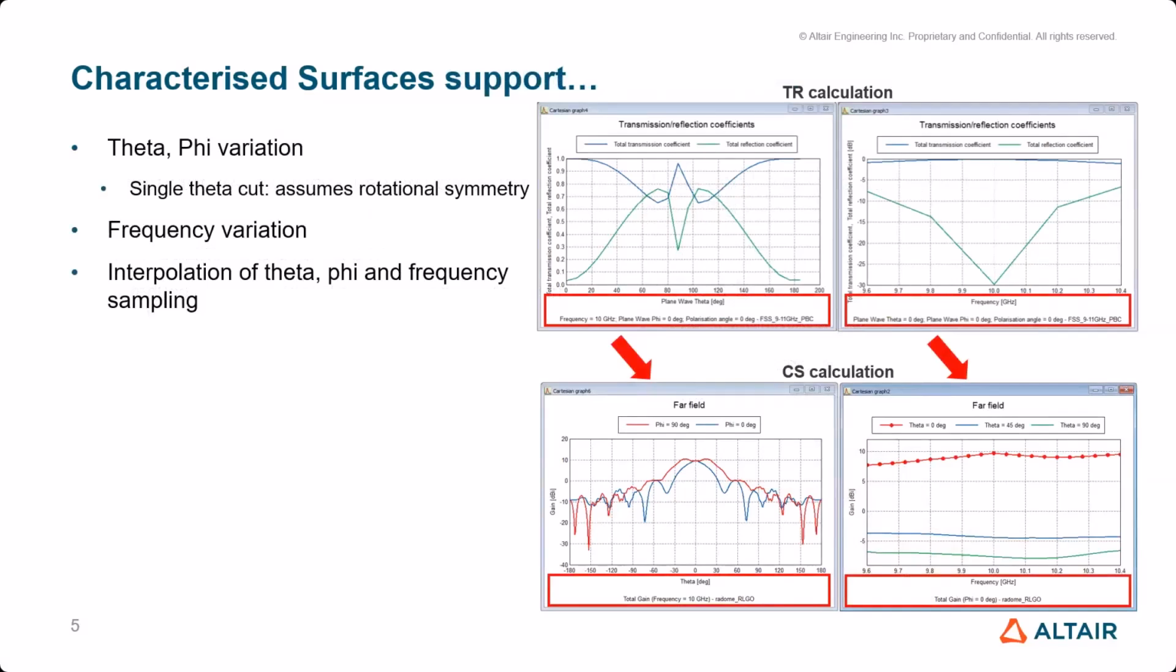You may have theta and phi variation. One nice thing is that when you calculate the TR file, normally you would need all the angles, going theta from 0 to 180 and phi from 0 to 360. But if you have a structure which behaves the same in all directions, for phi for example, then it's sufficient to have only one theta cut, and this will also work. You can also have frequency variations, so you can have both in one model. Quite some freedom here.